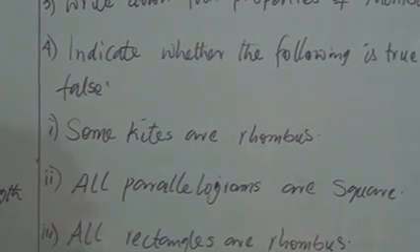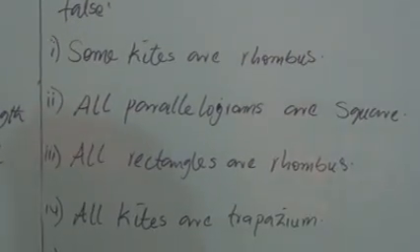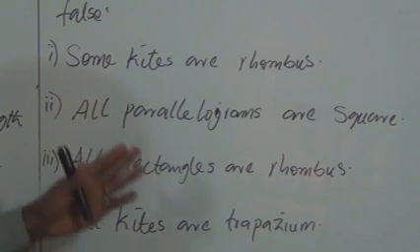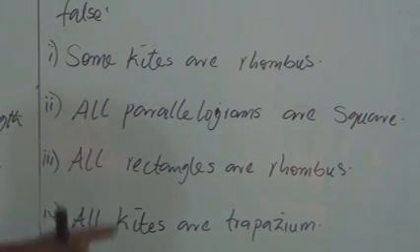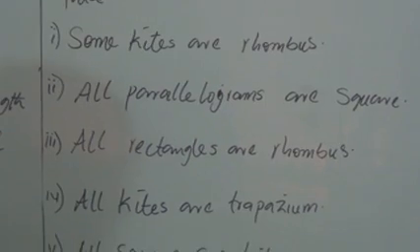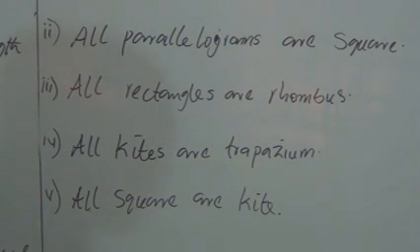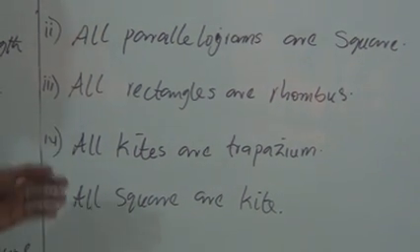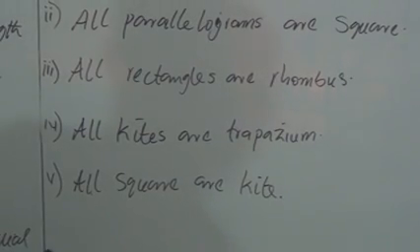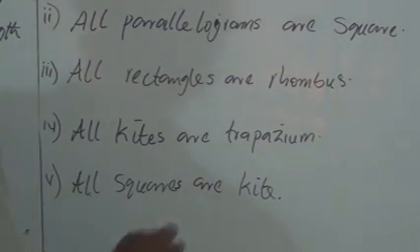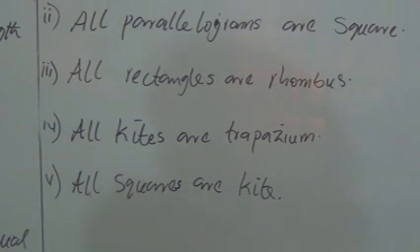Number two, all parallelograms are squares. Number three, all rectangles are rhombuses. Number four, all kites are trapeziums. And finally, all squares are kites. You have to find out if all squares are kites.